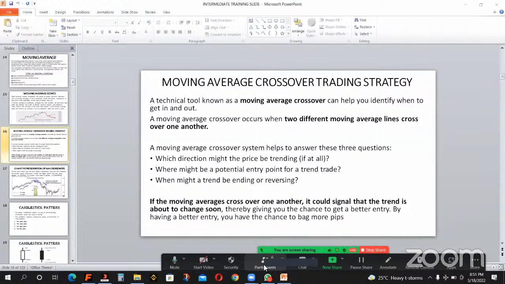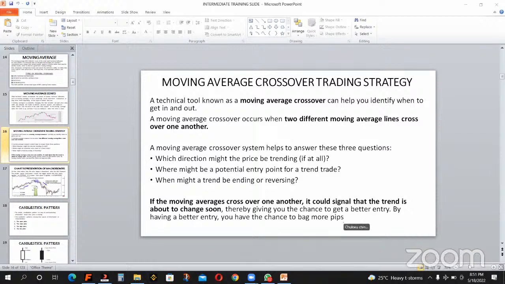And now, when we're talking about the moving average crossover, we're talking about a period when a smaller moving average crosses the bigger moving average. When they cross, it is a signal.